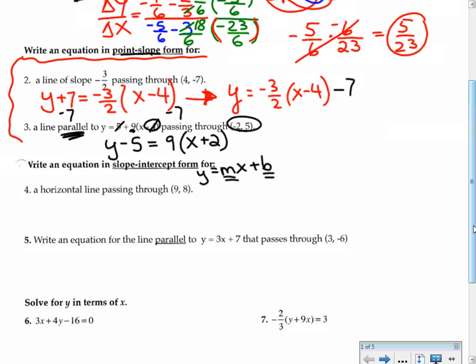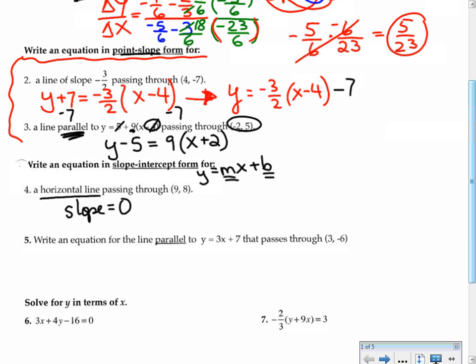Since forever. Slope and y-intercept. So that's more familiar to you, perhaps, than point-slope form. Horizontal line passing through (9, 8). A horizontal line goes just like that, and it's going to have a slope of 0. Not "no slope", that's vertical. No slope or undefined slope is vertical. A flat horizontal line has a slope of 0.